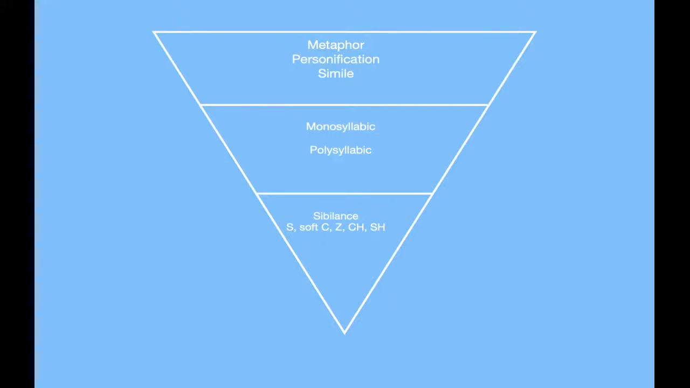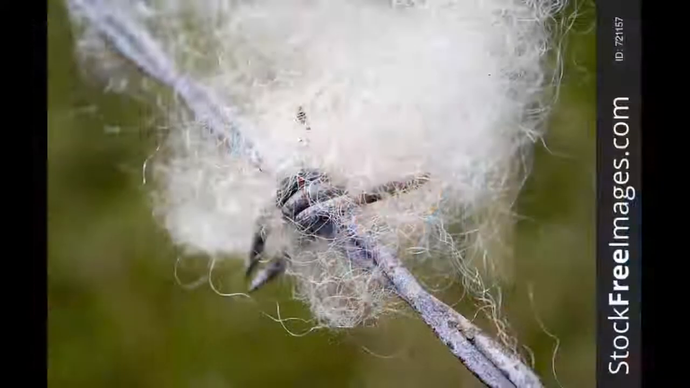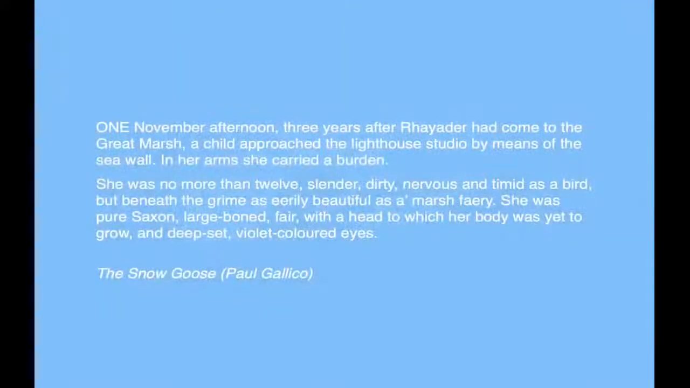So to run through the process for the first time in these lockdown lessons, I'm going to attempt to do the whole thing. So here I want to link up image, shape and sound, and I want to link them up when I'm analysing text. So we're going to look again at Fritha. And here we are. So we've got, she was no more than 12, slender, dirty, nervous and timid as a bird. We always start at the image.